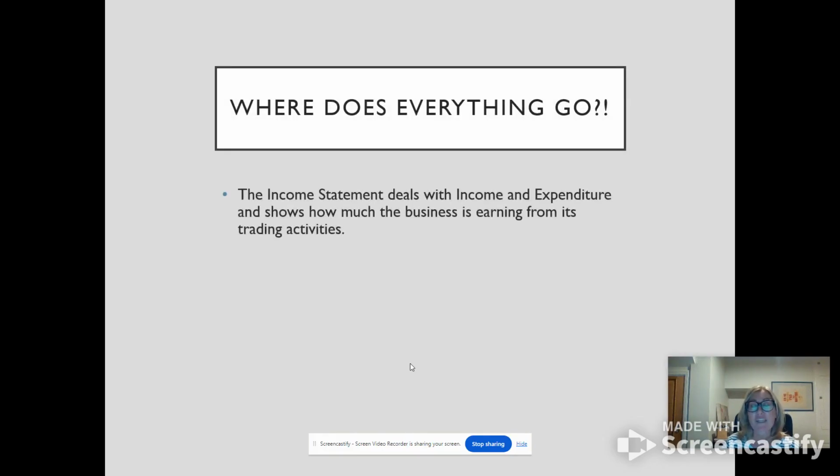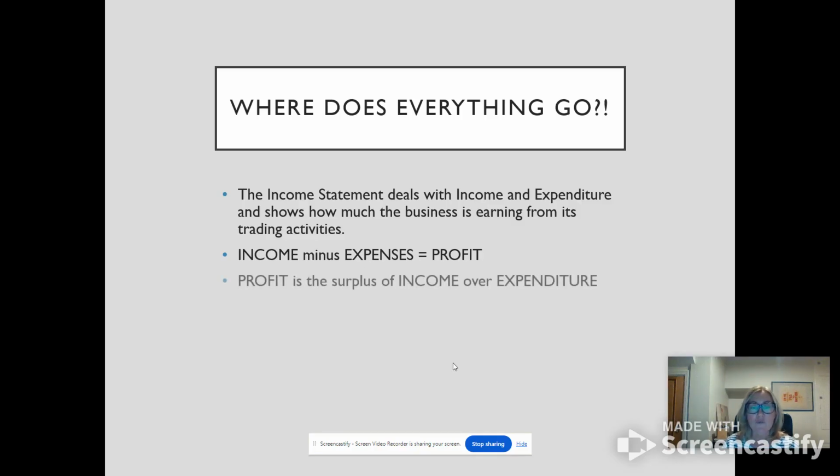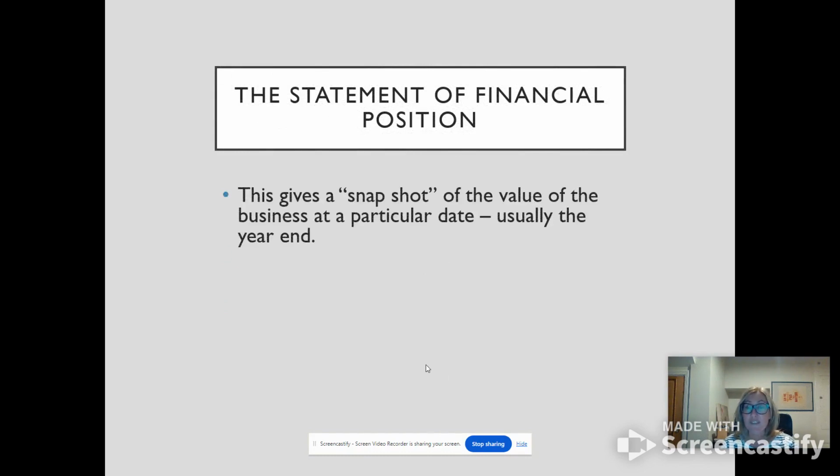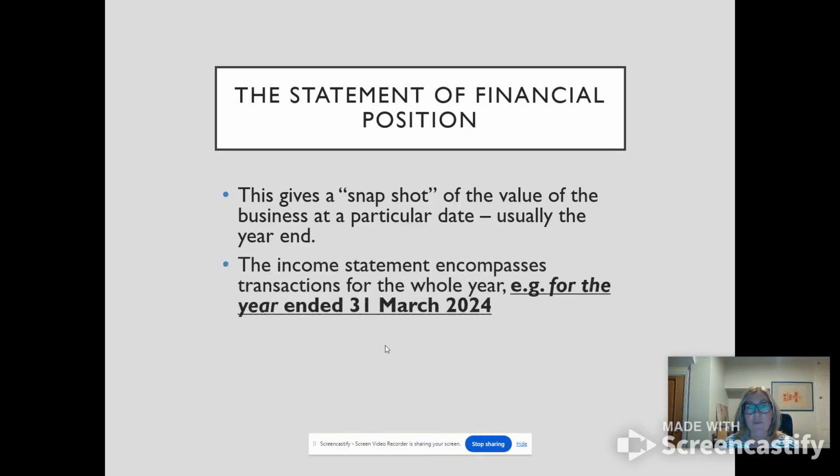In terms of where everything goes, the income statement, you should already know this, deals with income and expenditure, and it shows us how much the business is earning from its trading activities. So income minus expenses is going to give you a profit. That's the surplus of income over expenditure, and obviously if your expenditure is greater than your income, you've made a loss. The statement of financial position though shows the value of the business at a particular date. It gives a snapshot of the value of the assets, the liabilities and the owner's capital at a particular date, which is usually going to be the year end.